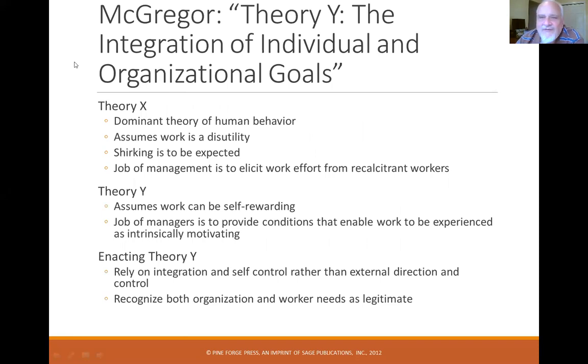McGregor, a very famous theoretician: Theory Y, the integration of individual and organizational goals. There's this group of theories, Theory X, Theory Y, there's even a Theory Z somewhere along the way. But McGregor was talking about the difference between somebody else's theory, called Theory X, and his Theory Y. Theory X is the dominant theory of human behavior. It assumes work is a disutility, shirking is to be expected, and the job of management is to elicit work effort from reluctant workers. Gee. So that's the bureaucratic model.